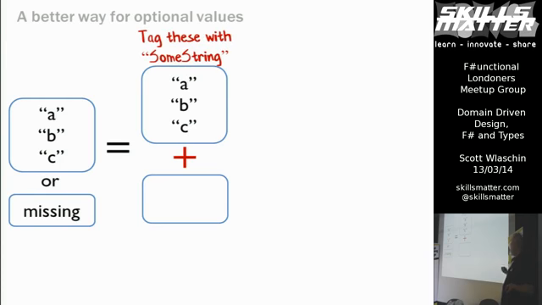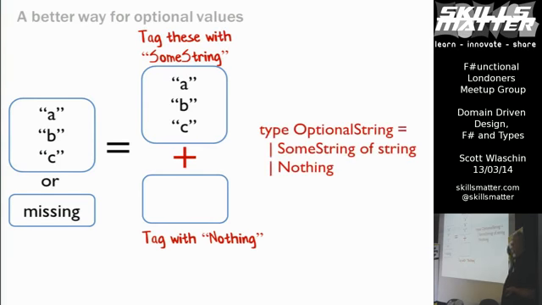All right? So I'm going to use a tag. We tag each set with a different label. I'm going to tag those with some string, because there's something there. And I'm going to tag that one with nothing, to tell me there's nothing there. And when I put them together, I get this type, which I'm going to call optional string. Okay? It's got some string, or it's got nothing. So can you see how we can build that optional type? It's very simple, I think.